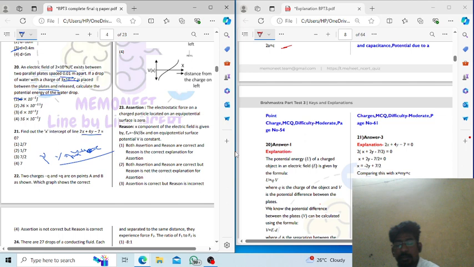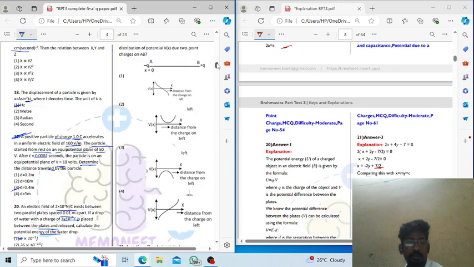Question number 22. Two charges minus Q and plus Q are on the points A and B as shown. We have to find the graph. This is the graph, and this is the origin. The minus Q is at the origin, and the other is at some distance from this. To solve this is very critical.